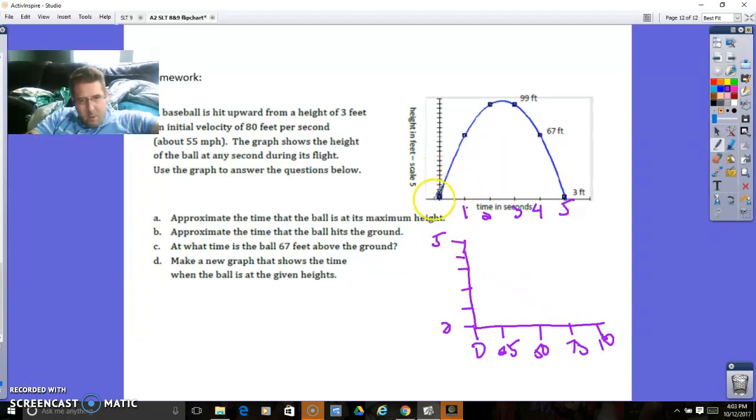So this way, when were the two times when it hit 3 feet? It hit at 0 and 5 seconds, so that would be right here and right here. 67 feet at 1 second and 4 seconds, like here and here. And then 99 feet right here and here. So what you're noticing is that the graph is looking like the inverse.